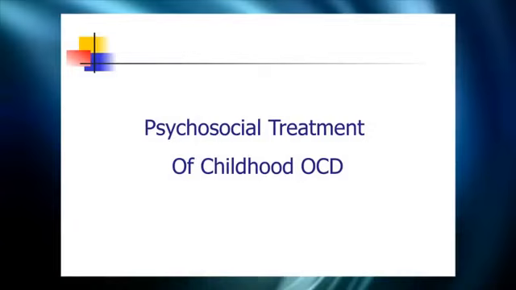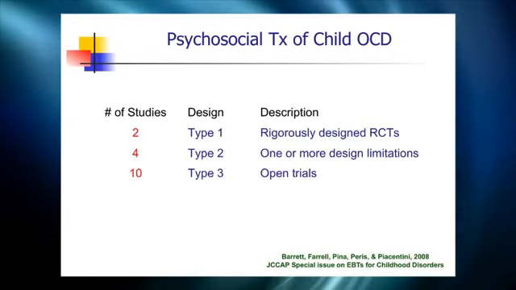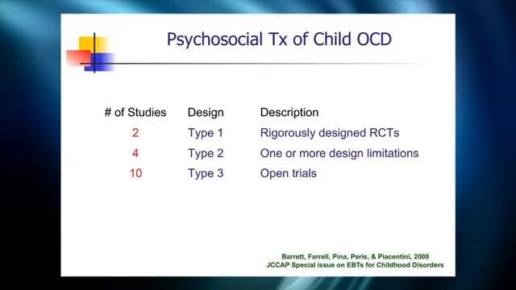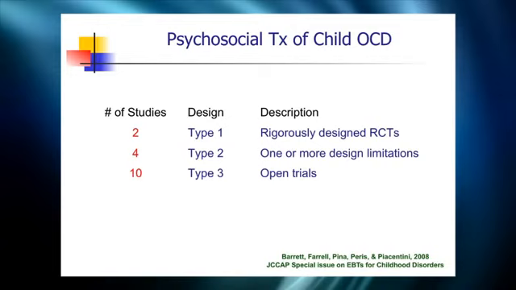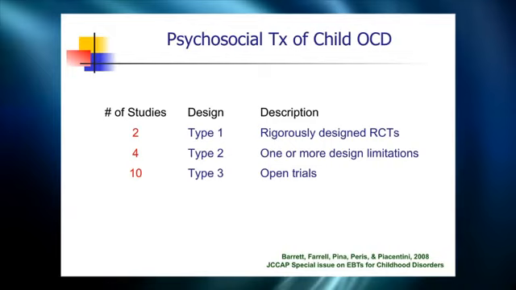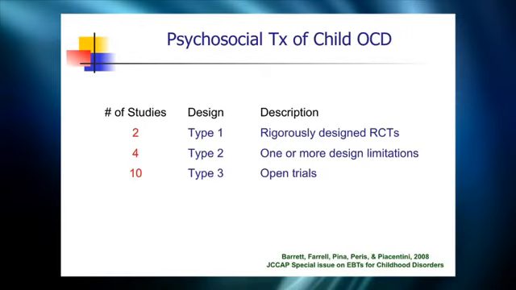So there have been not that many good studies, surprisingly, for CBT in kids with OCD. This is pulled from the Journal of Clinical Child and Adolescent Psychology special issue on evidence-based treatments for childhood disorders that Wendy Silverman and Steve Hinshaw edited. It was published in 2008. We did the chapter, along with Paula Barrett and some co-authors, on OCD, and identified only two studies that were rigorously designed, highest-level, randomized controlled trials of CBT for kids with OCD. There were only two trials published as of 2008.